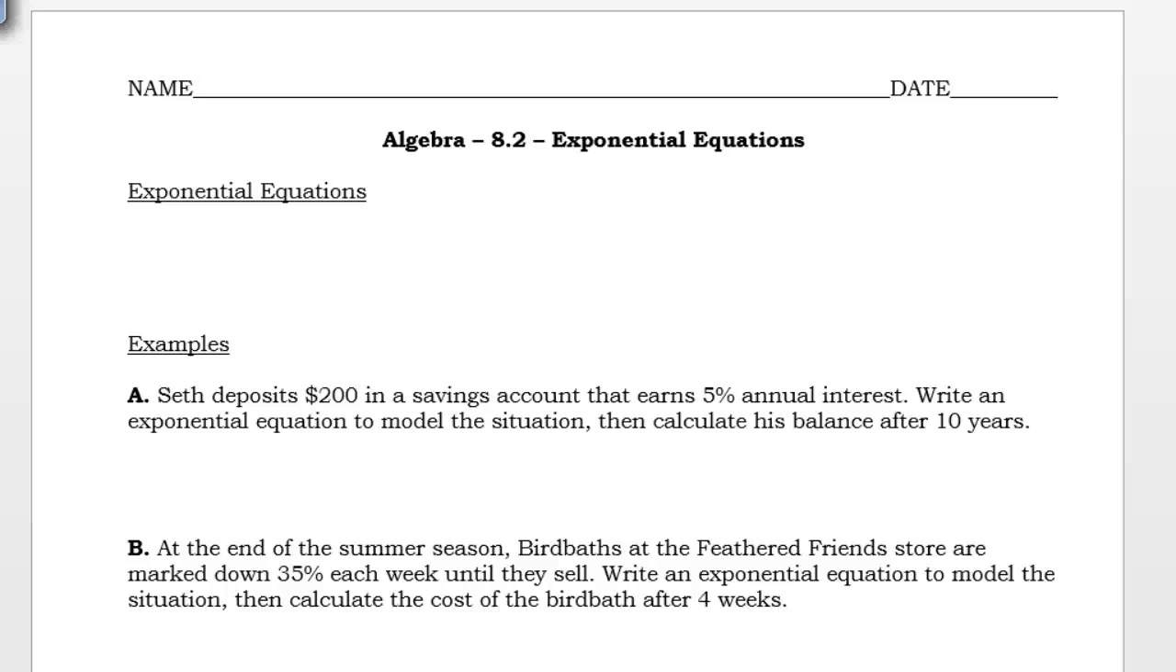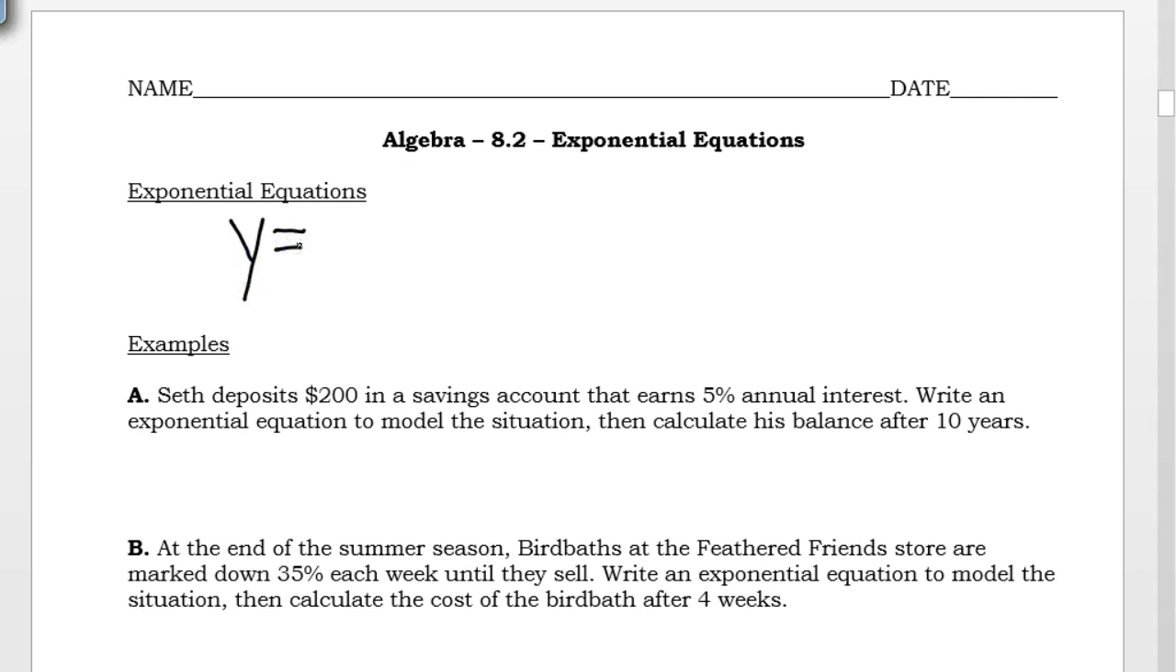This is Algebra Lesson 8.2, Exponential Equations. So what we're going to do in this lesson is take those recursive rules, those start, change rules, and we're going to write them as y equals rules instead.